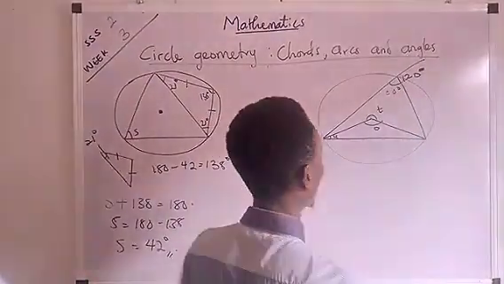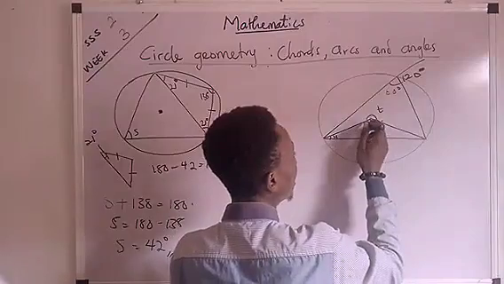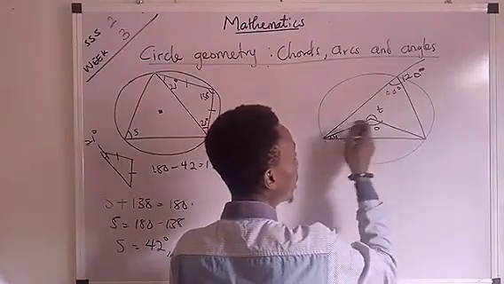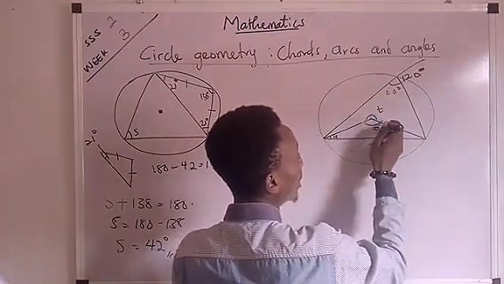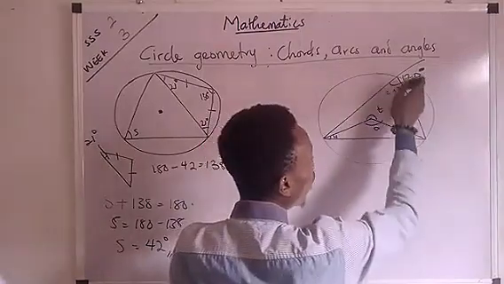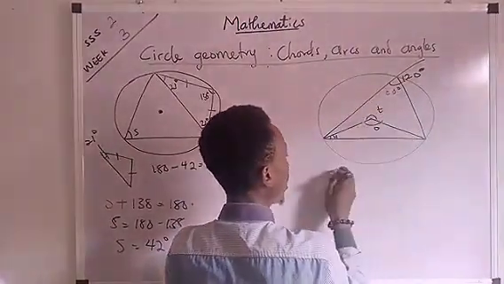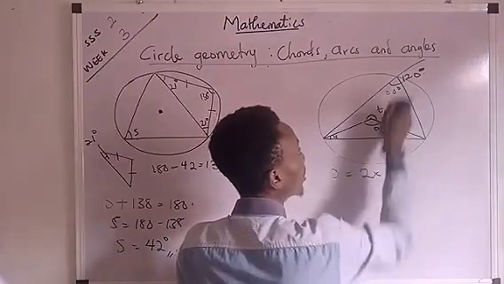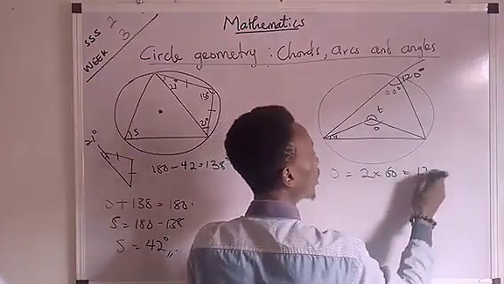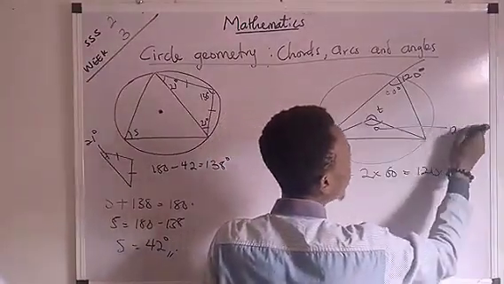Remember the theorem that states that the angle an arc subtends at the center is twice the angle that same arc subtends at any other point on the circumference. It means O here is actually 2 times 60, which is 120. So O is 120 degrees.